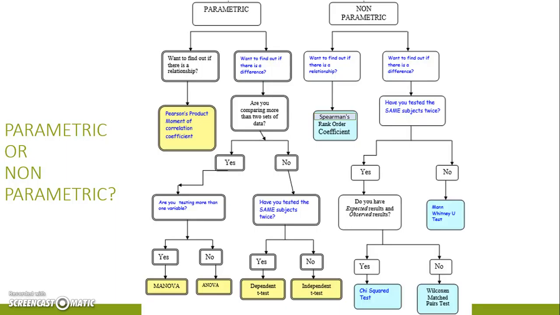With our basketball and netball experiment, we're collecting ratio data. Ratio data is parametric data. We've already seen that in the previous slide. So we know we need to utilize a parametric test.